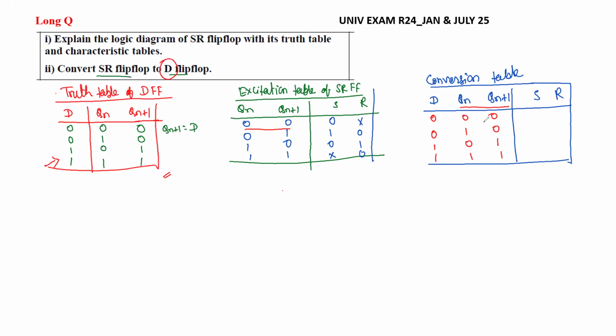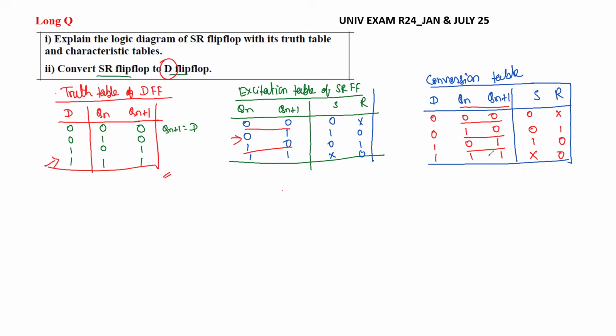So first is 0, 0. That 0, 0 we'll see here in the excitation table: S is 0, R is don't care. Now when we have 1, 0, S is 0, R is 1. Again, 0, 1, which is this one: S is 1, R is 0. And last, 1, 1 means S is don't care, R is 0.